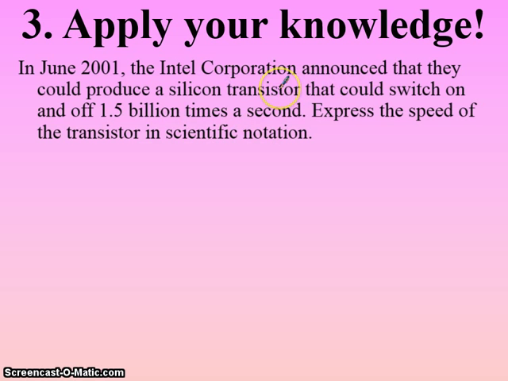A transistor is part of a computer. So, a transistor could switch on and off 1.5 billion times. So if you think about a billion that would be a 1 in the billions place, and then half of a billion would be a 5 in the 100 millions place.